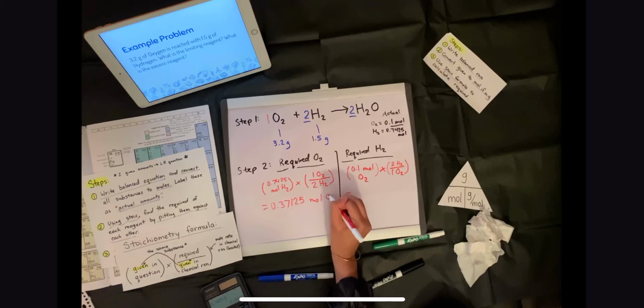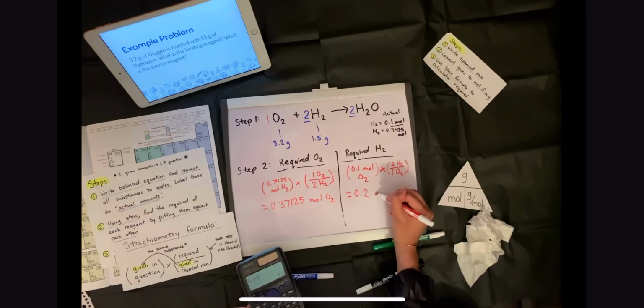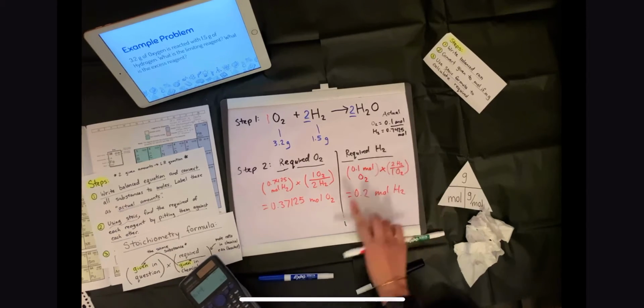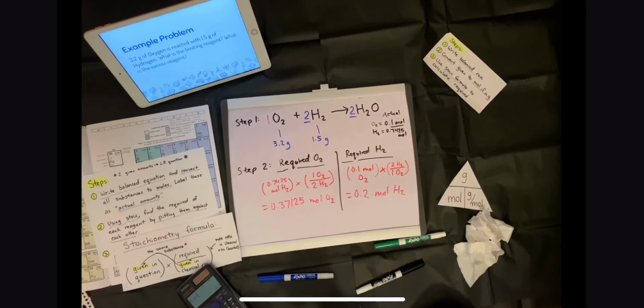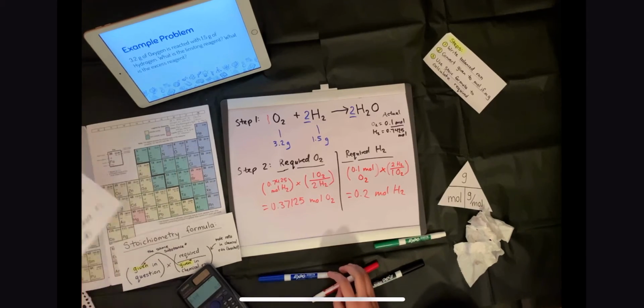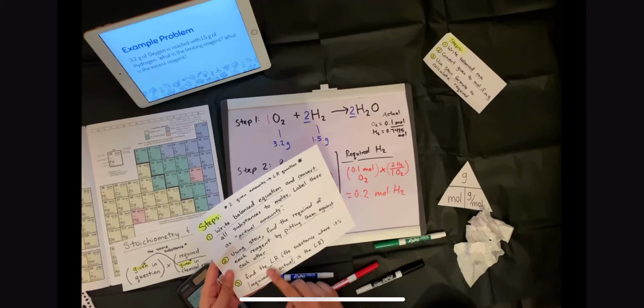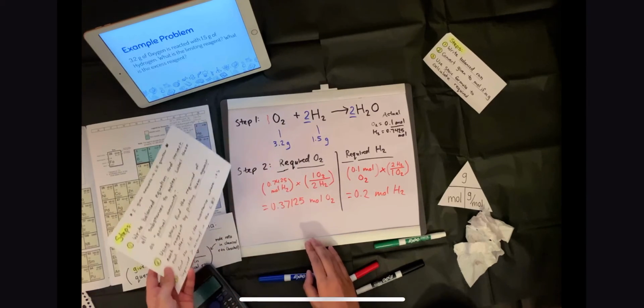So this one is 0.37125 mole oxygen. And this one is 0.1 times 2 over 1, which is 0.2 mole hydrogen. Okay, so now we're pretty much done. Step 3 says find the LR. So now we have to find the LR, which is also what we have to do.